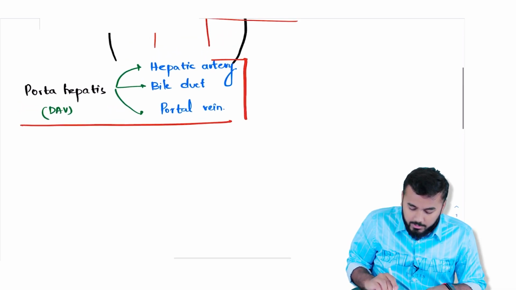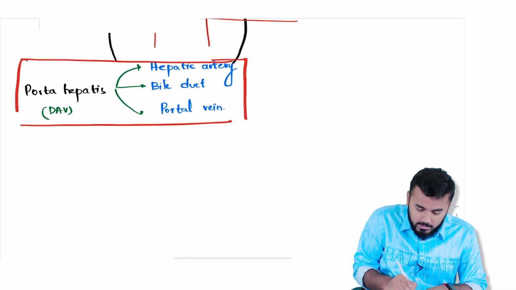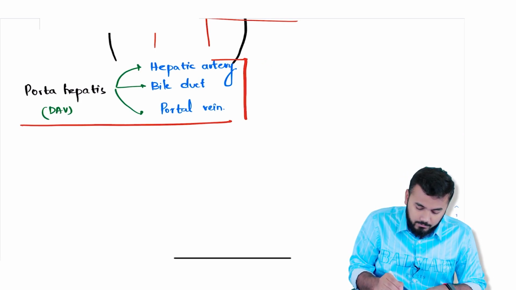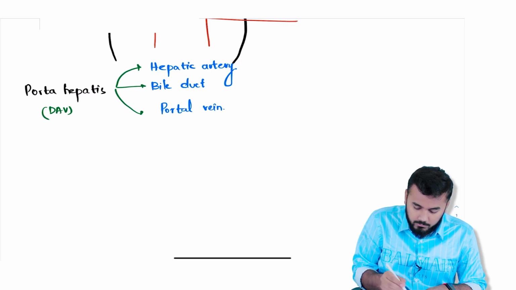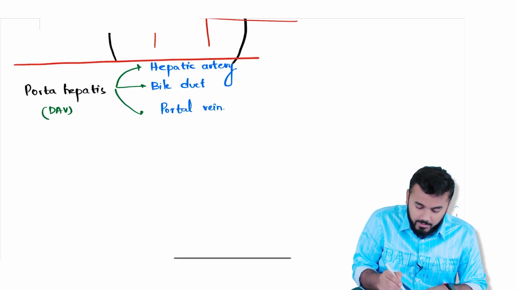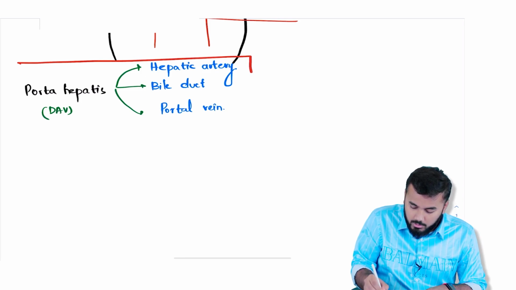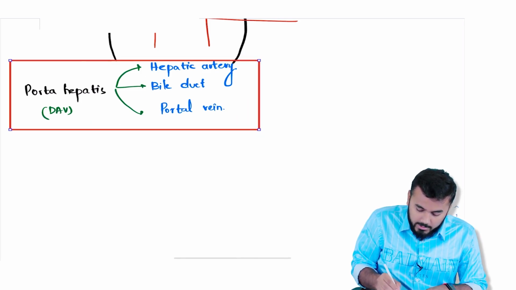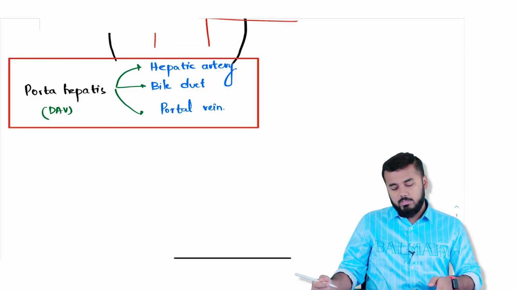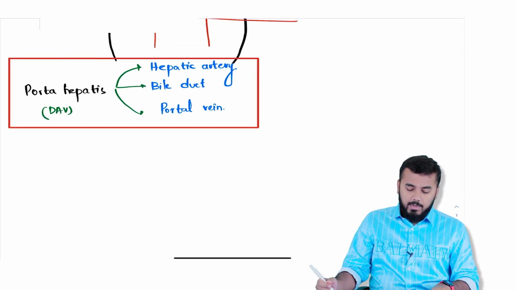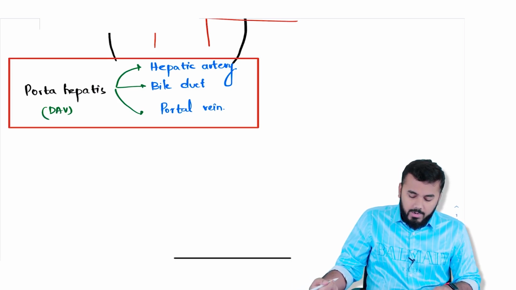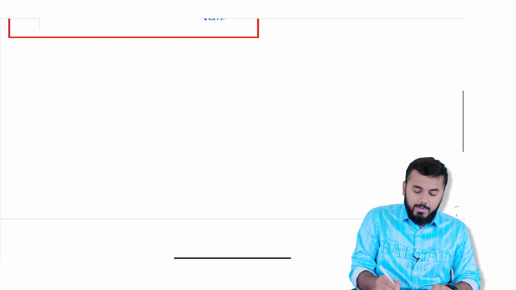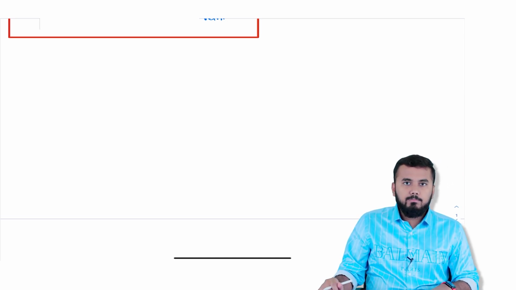Definitely they can ask you here. What structures does the porta hepatis consist of? This is a very favorite MCQ for the examiner, guys. They can ask you what all structures the porta hepatis consists of. These are the 3 important structures: the hepatic artery, a duct called the bile duct, as well as the portal vein.